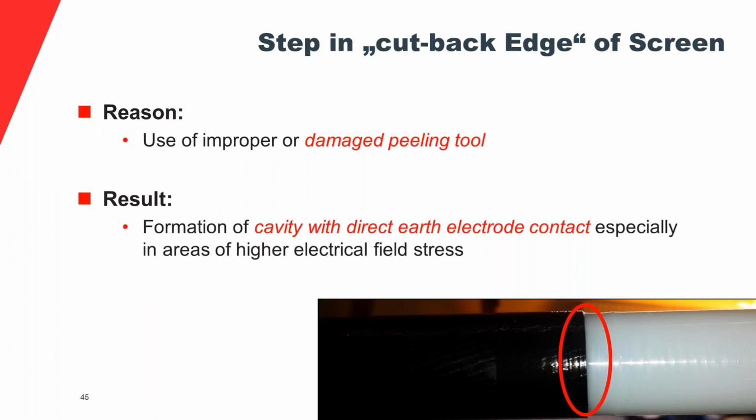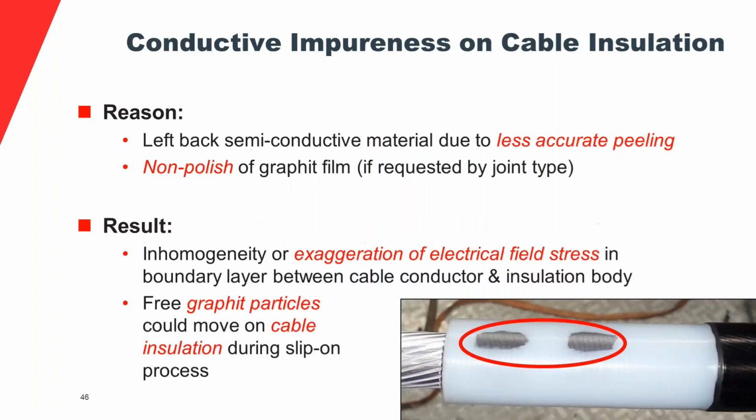Then an unforeseen step that should not be there. It causes a sharp edge for the electric field, where the field lines get compressed, as I said, the Townsend mechanism, and then you get your partial discharge. Then you have this conductive impurity. They didn't polish it properly, and the graphite film is conductive. This will cause you partial discharge.